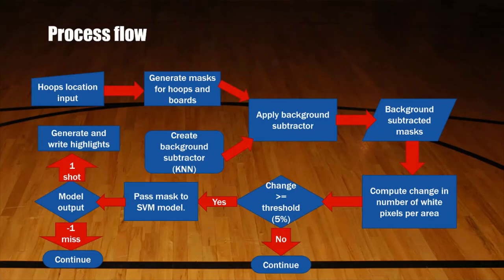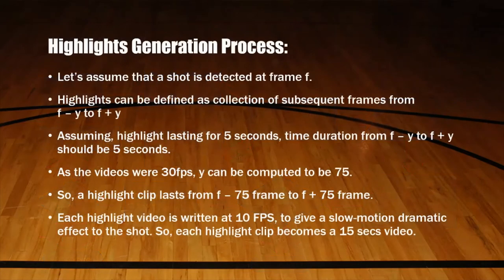So how does highlight generation work? Basically, let's assume that a shot is detected at a frame F. A highlight can be defined as a collection of subsequent frames from F minus Y to F plus Y. Now we need to compute this Y. We have F, the frame number of the detected shot. We just need to calculate Y.